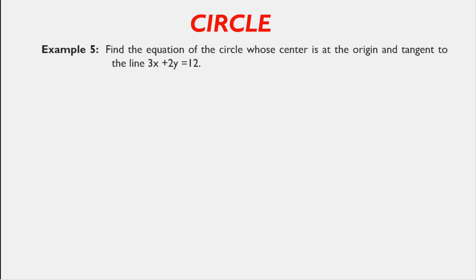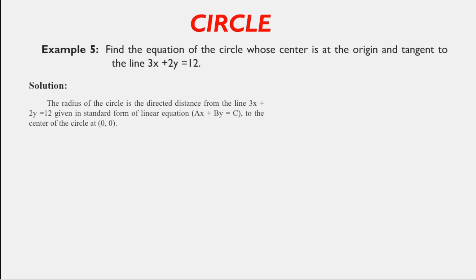Example number 5. Find the equation of the circle whose center is at the origin and tangent to the line 3x plus 2y is equal to 12. So solution: the radius of the circle is the directed distance from the line 3x plus 2y is equal to 12, given in the standard form of a linear equation ax plus by is equal to c, to the center of the circle at 0, 0. So use the directed distance from a point to a line formula to find the radius.